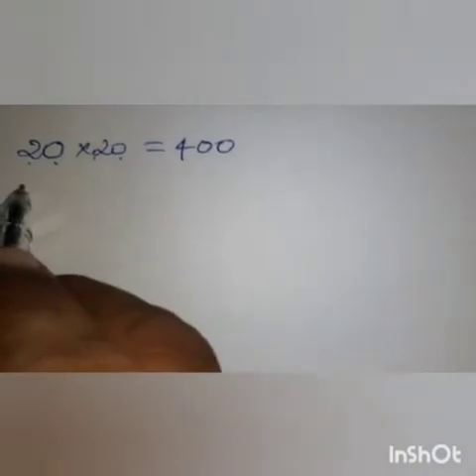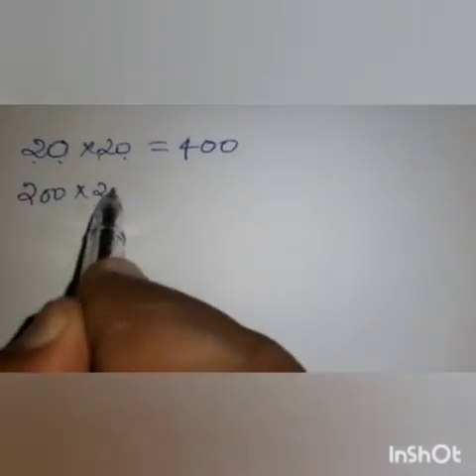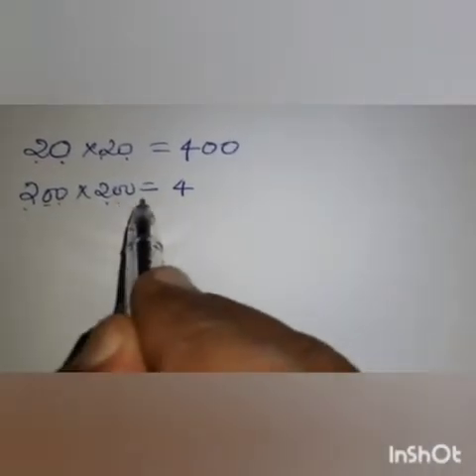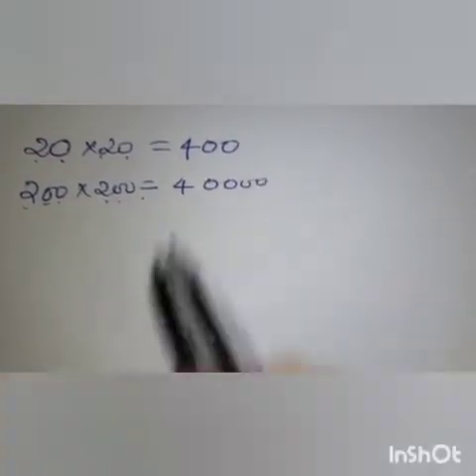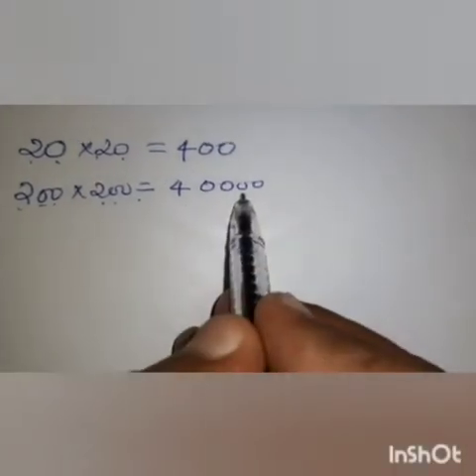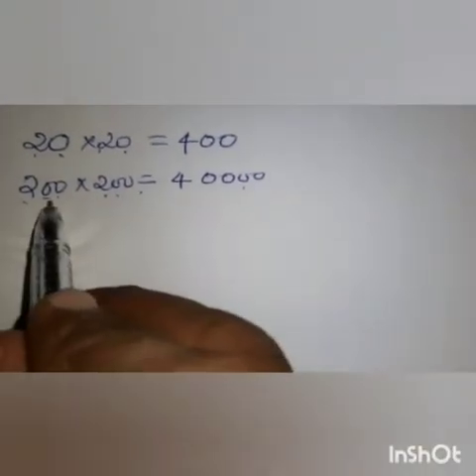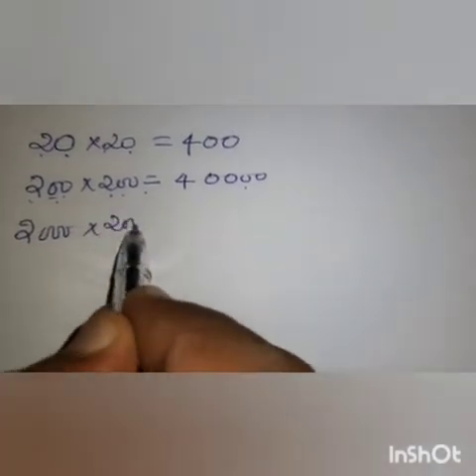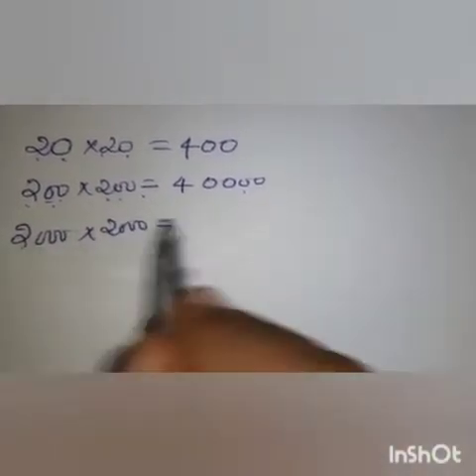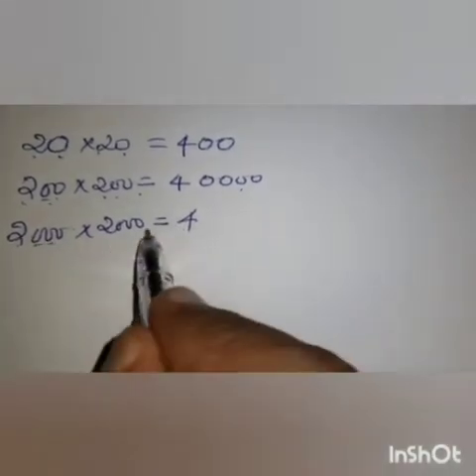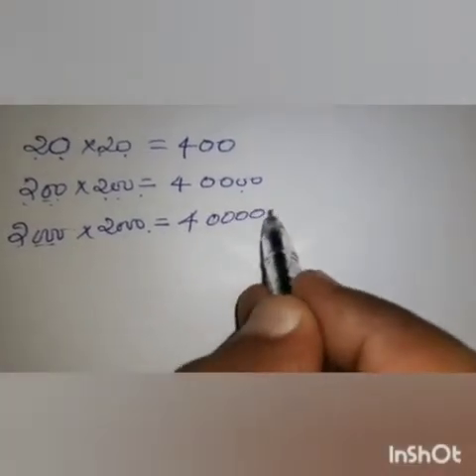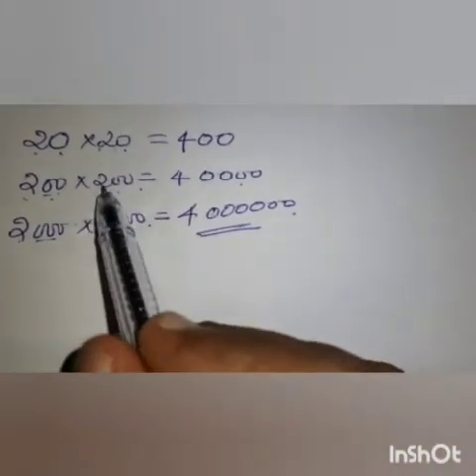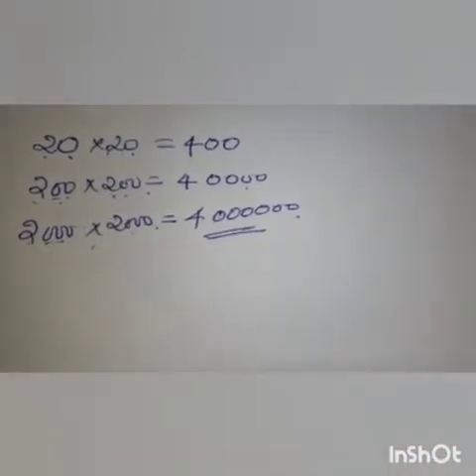Then 200 into 200. 2 into 2 is 4. Here 1 zero each makes 2 zeros, and here 2 zeros each make 4. So it becomes double. Okay, so that is the square of 200. Then what about 2000? 2 into 2 is 4, then 3 zeros should be doubled, we will get 6 zeros. So these are the squares of 20, 200 and 2000.